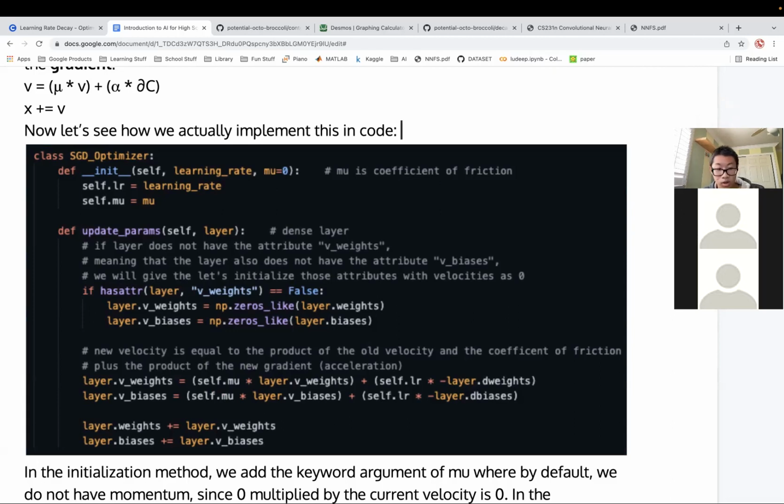What does the function np.zeros_like do again? It gives you a matrix of zeros, like a bunch of zeros. But then the shape, you know shape, right? Shape is row by column. So the shape is going to be the same as layer dot weights. If we have a 4x3 matrix, it's just gonna make a 4x3 of all zeros, because for each parameter we want to give it a velocity. Oh, I see that in the comments of the code.